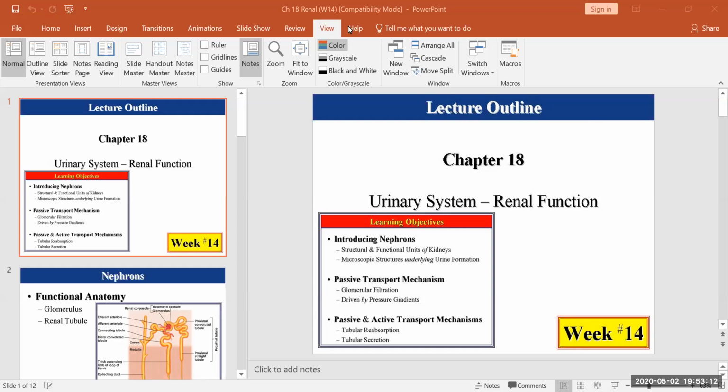We are discussing for this recording session chapter 18, the functionality of the urinary system. Let me kickstart an annotation here. Okay, we're going to go over, reintroducing, refreshing our memory about the structural and functional unit for urine production, namely nephrons.